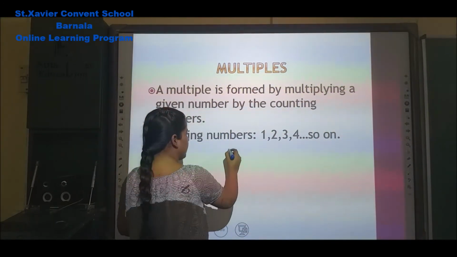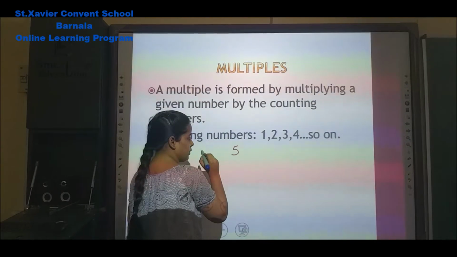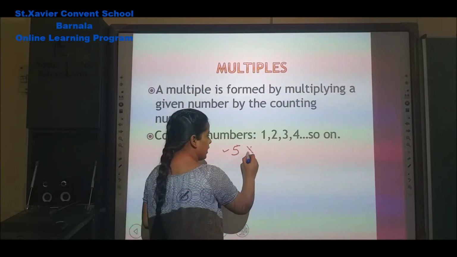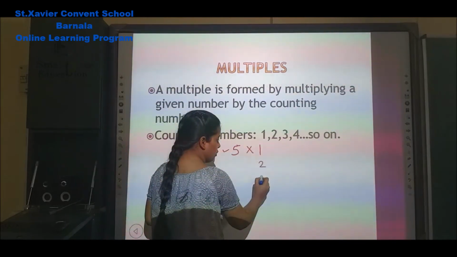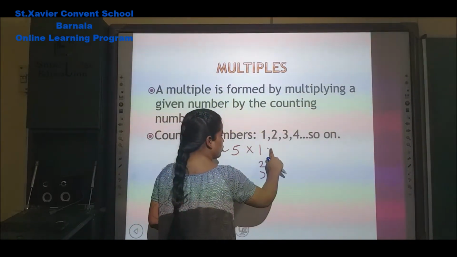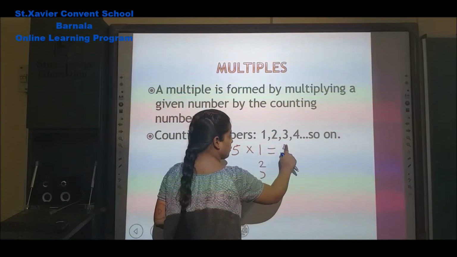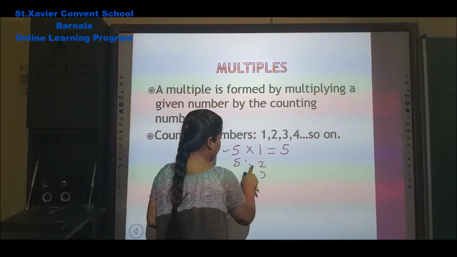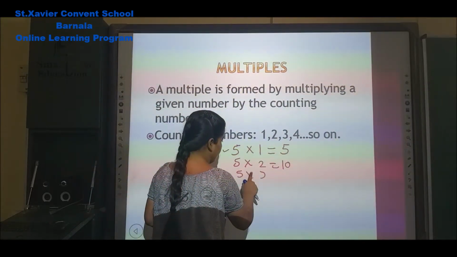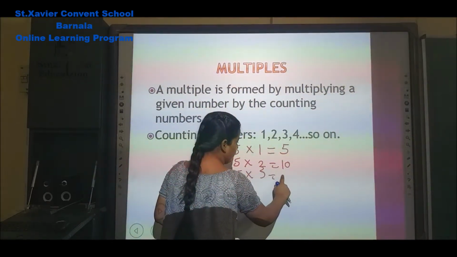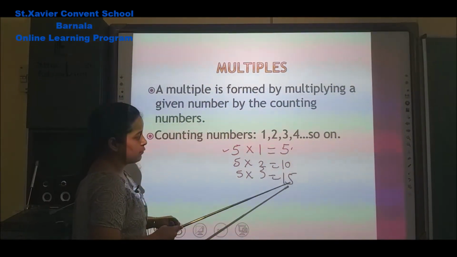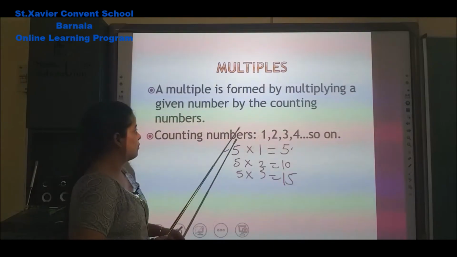Like we find multiples of 5. So the given number is 5 and the counting numbers are 1, 2, 3. So 5 multiplied by 1 is 5, 5 multiplied by 2 is 10, 5 multiplied by 3 is 15. So 5, 10, 15 are multiples of 5.